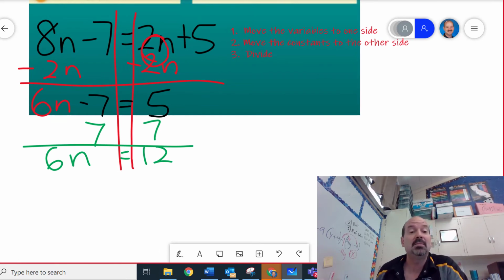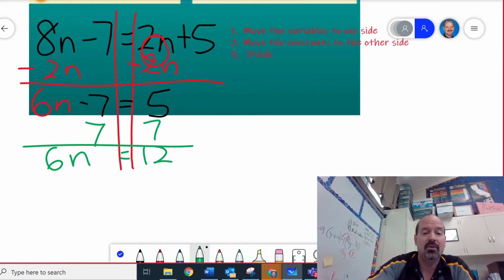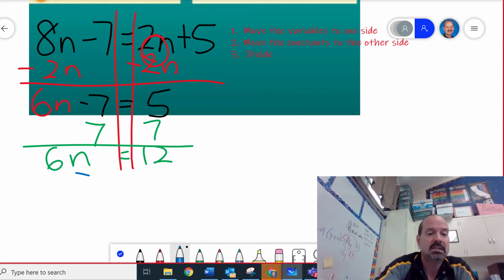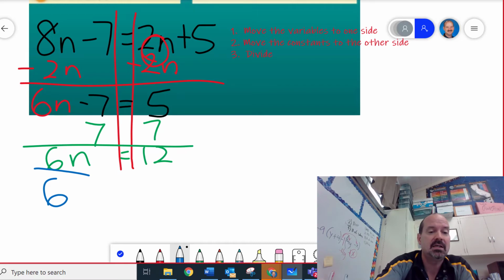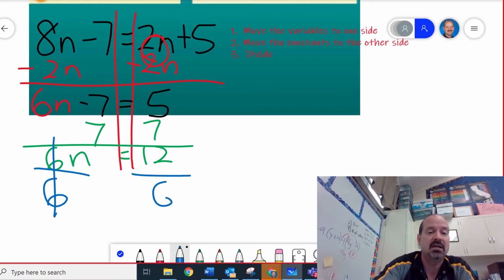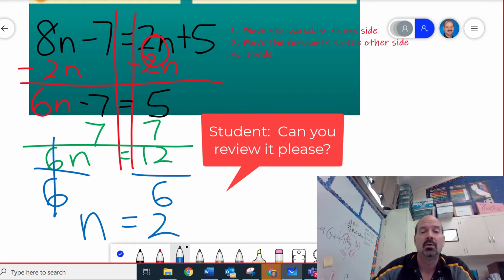All right, and the final step is to divide. For that, we're going to divide by 6, because you divide by what you see. So if you see a 6, you divide by positive 6. If I saw a negative 6, I would divide by negative 6. And n equals 2. Questions?